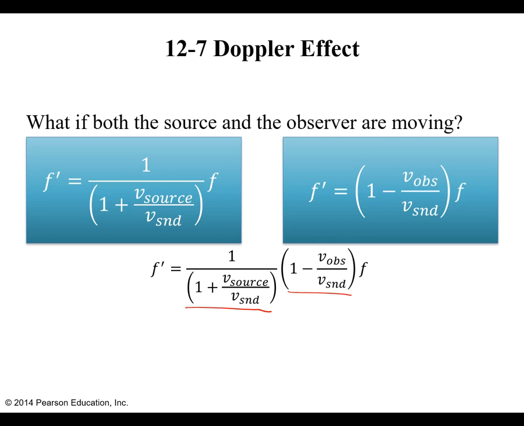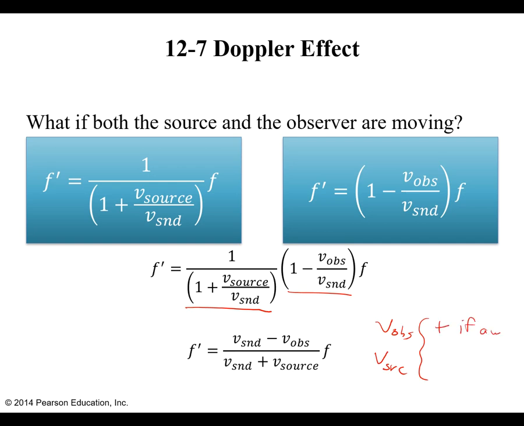Now, if we combine both of these equations, then we get this equation, that the new Doppler effect frequency is going to equal the speed of sound minus the speed of the observer divided by the speed of sound plus the speed of the source, all of that multiplied by the frequency. Again, V observer and V source are both positive if they're moving away from each other, negative if moving toward each other. Is it possible for one to be positive, one to be negative?